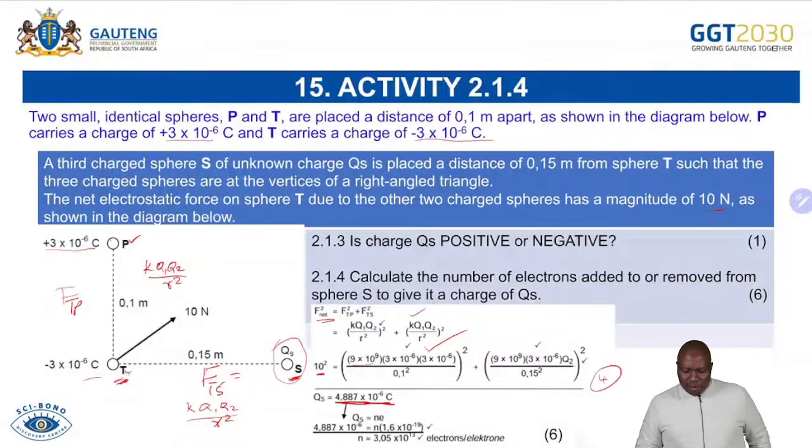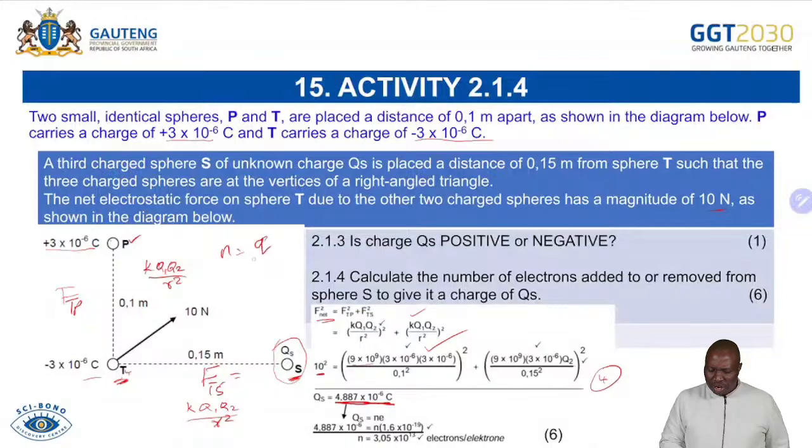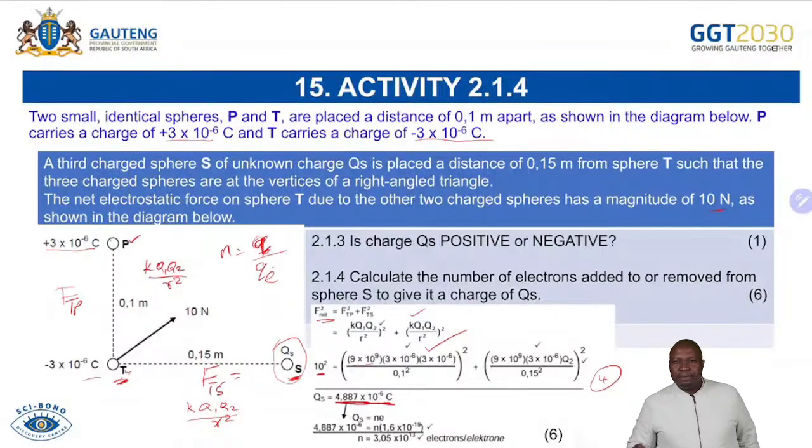And then immediately when you get QS, you know the formula that we've given you. Q equals NE, and then we want the number of electrons. Remember the formula that we said, number of electrons equals the charge divided by the charge of an electron, which we said is negative 1,6 times 10 to the power of minus 19. So that's what you're doing.